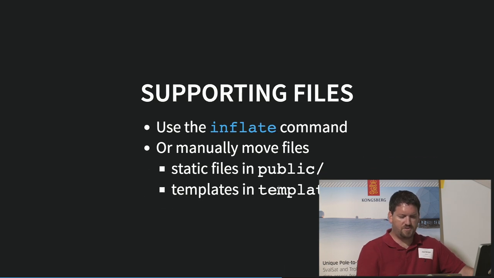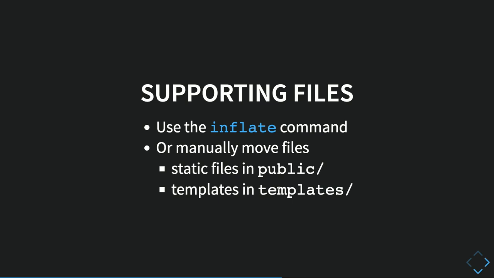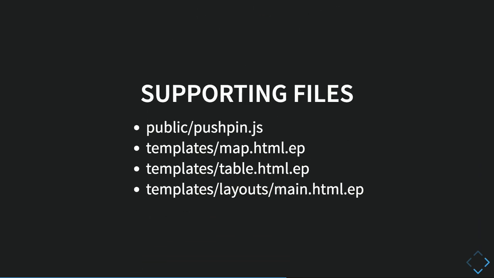So the supporting files, we can use the inflate command, which is built in Mojolicious, or we can move them manually just to see how this works. And so in our examples, by the way, each example in the repository is done four times in a directory named for each of these things. So you should be able to just look if ever they're interesting to you. So we move those files that were in the data section to now public/pushpin.js, and the other three go into the templates folder.